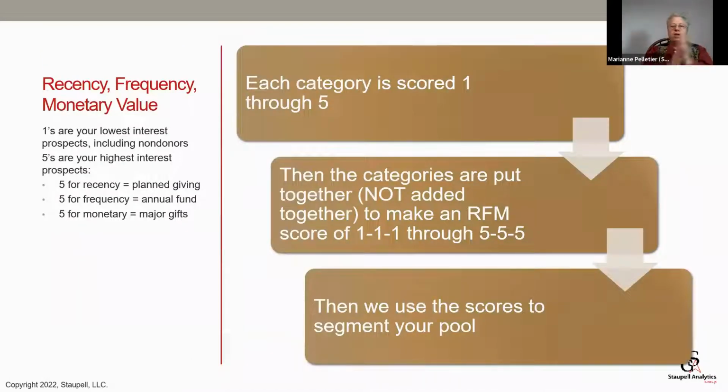Okay. So how do we build this? Well, every category, R, F, and M, is scored 1 through 5. And I'll talk about what those bins are. Ones are your lowest levels. Your non-donors have a recency, frequency, and monetary value of 1 because it starts at 0. Your highs are the 5s. And if you have a 5 for recency plus a 5 for frequency, actually, I simplified it on the chart on the slide.